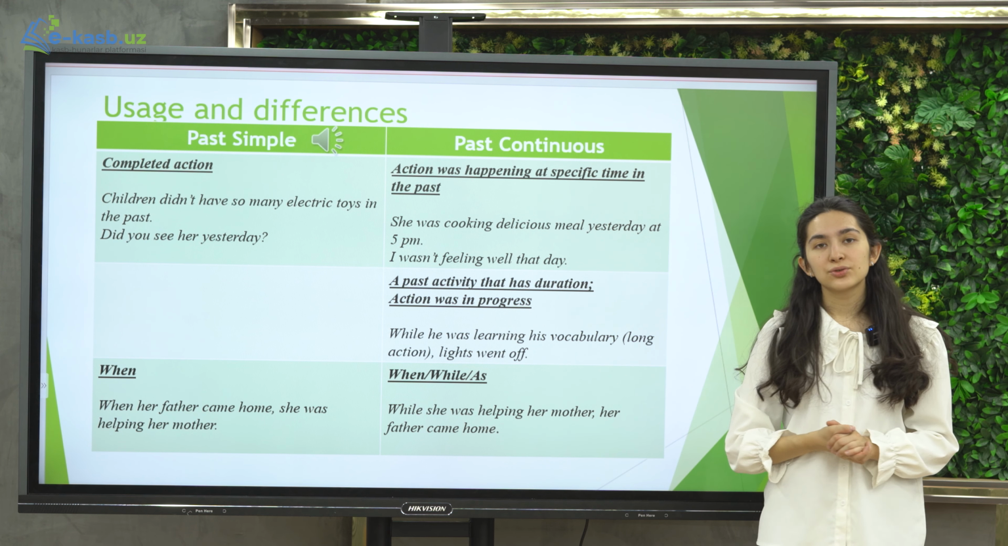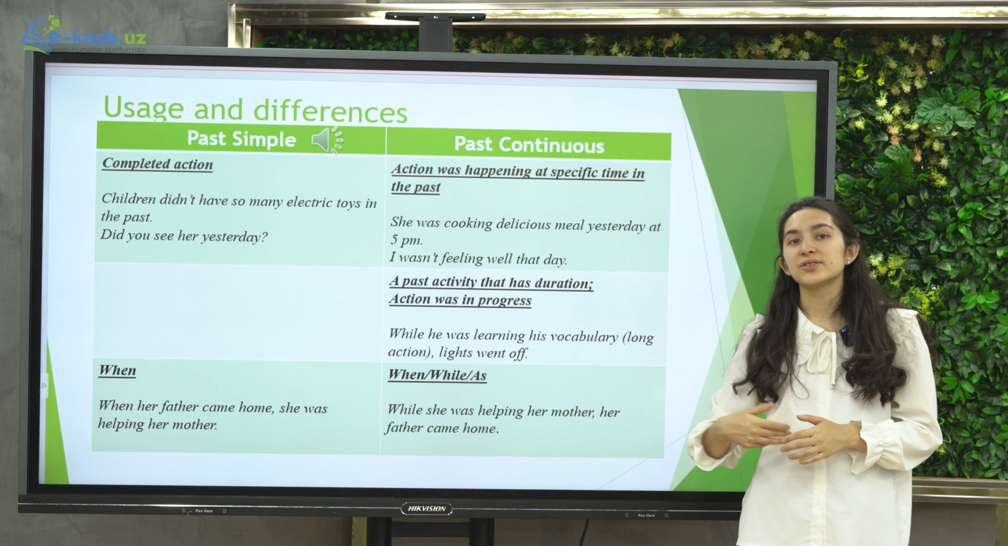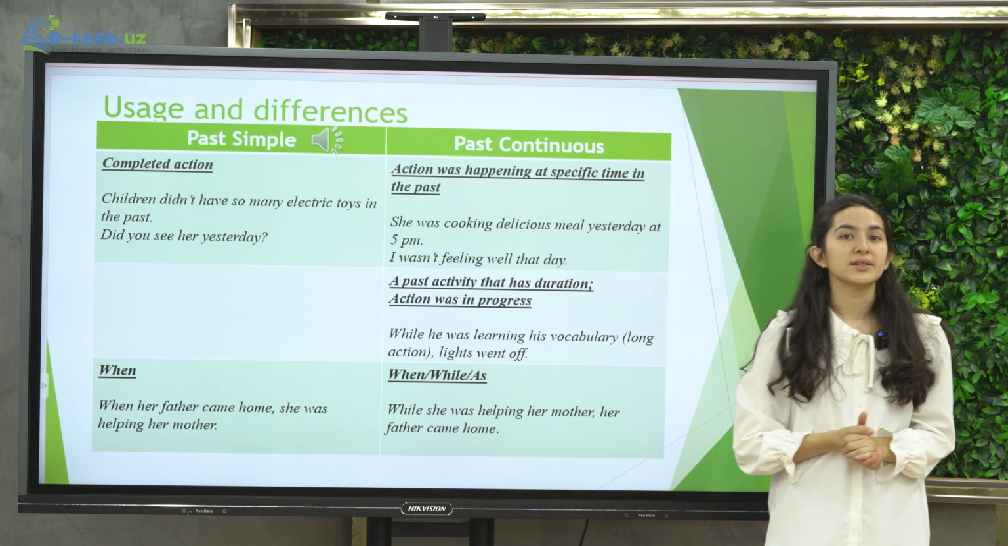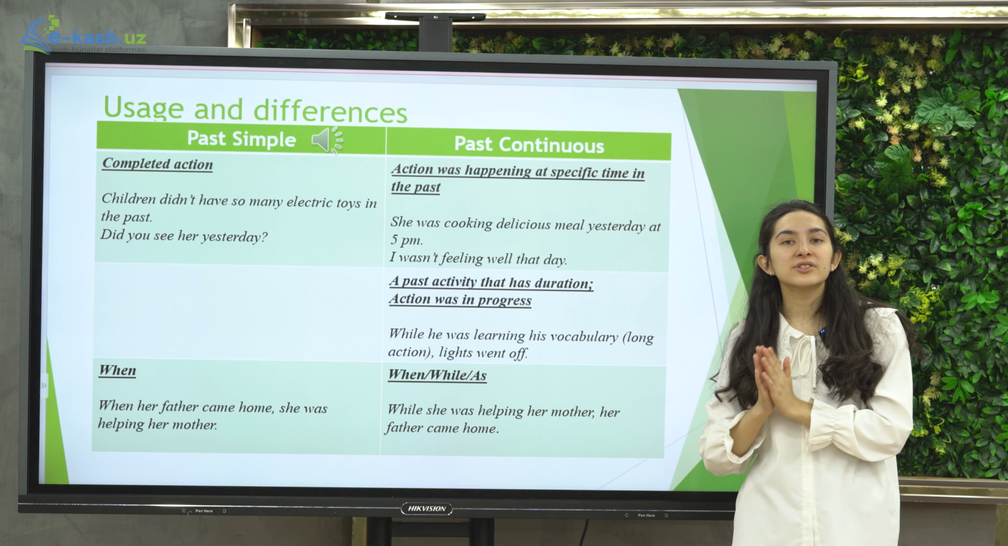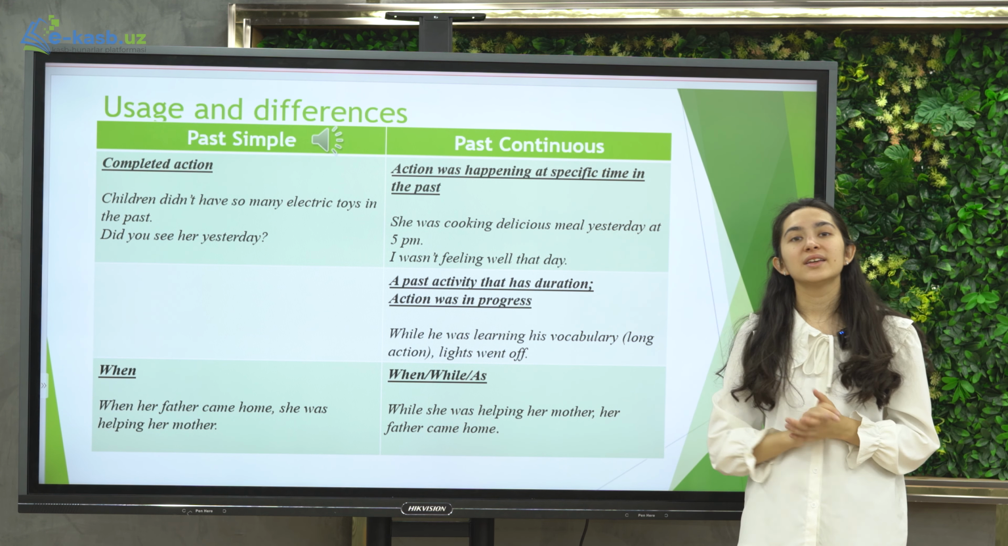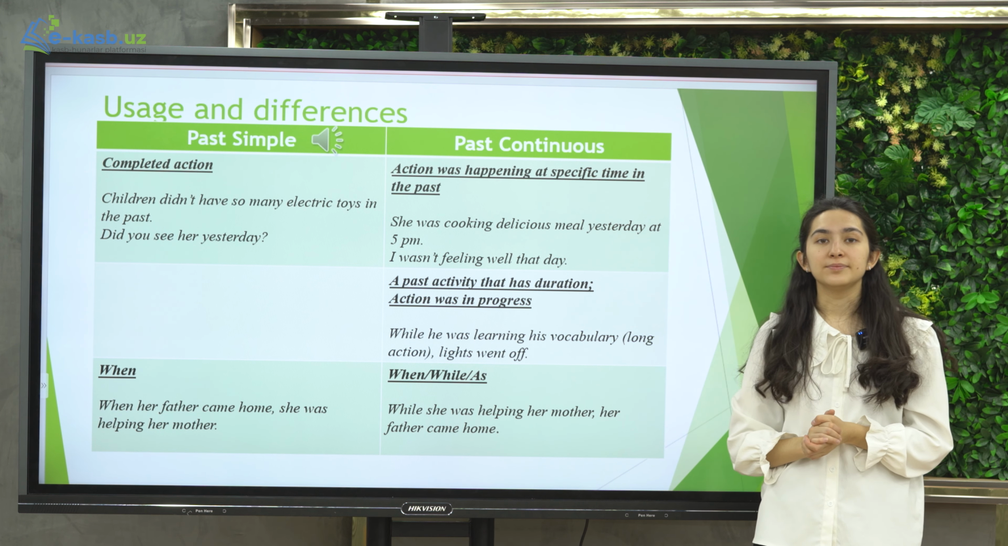Tom wore black suit to school. But yesterday he was wearing his Sunday best because it was his sister's wedding party. Tom qora kostyum kiyar edi. Lekin kecha u o'zining eng zo'r kostyumini kiydi. Chunki kecha uning opasining to'yi bo'lgan edi.